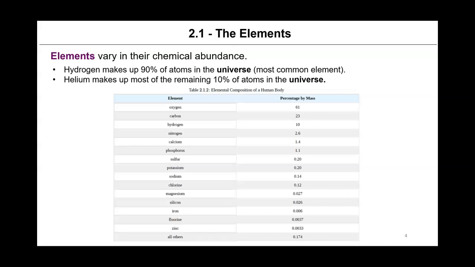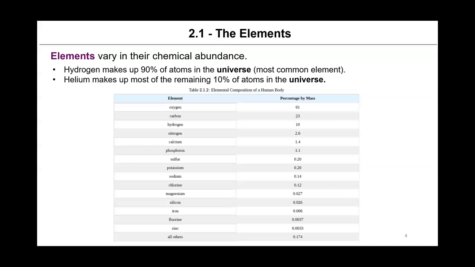The natural abundance of different elements varies enormously. For example, about 90% of the universe is made up of hydrogen, and most of the remaining 10% is made up of helium. That is, most of the universe is made up of just two elements, hydrogen and helium.